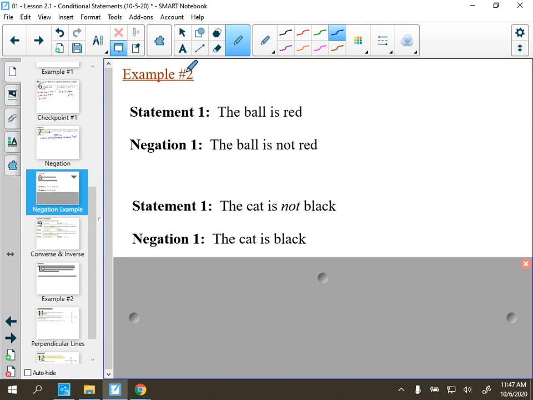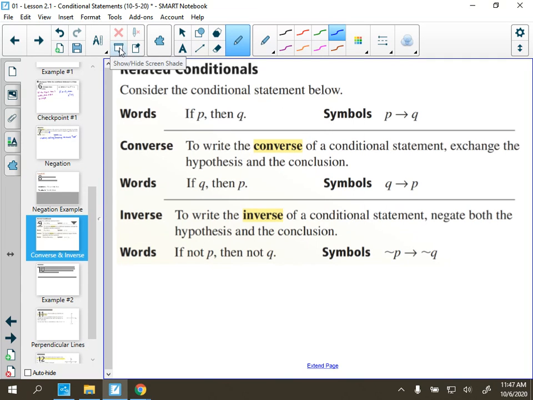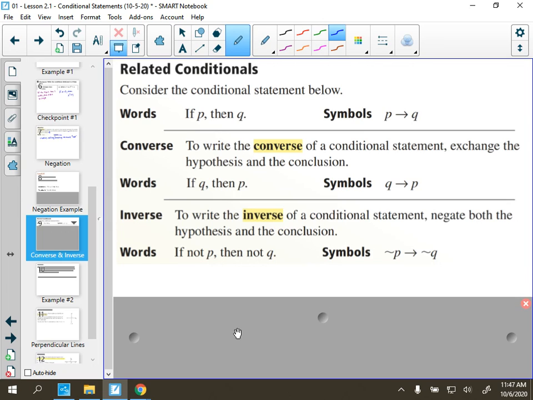Nothing really specific example-wise with that, other than maybe adding one of these to your notes. Converse, inverse. Again, there's a lot going on here as far as stuff that we didn't necessarily talk about. The symbols just weren't part of something that we were doing, so don't worry about that. You don't need to add any of that. You'll never see me write anything like that.